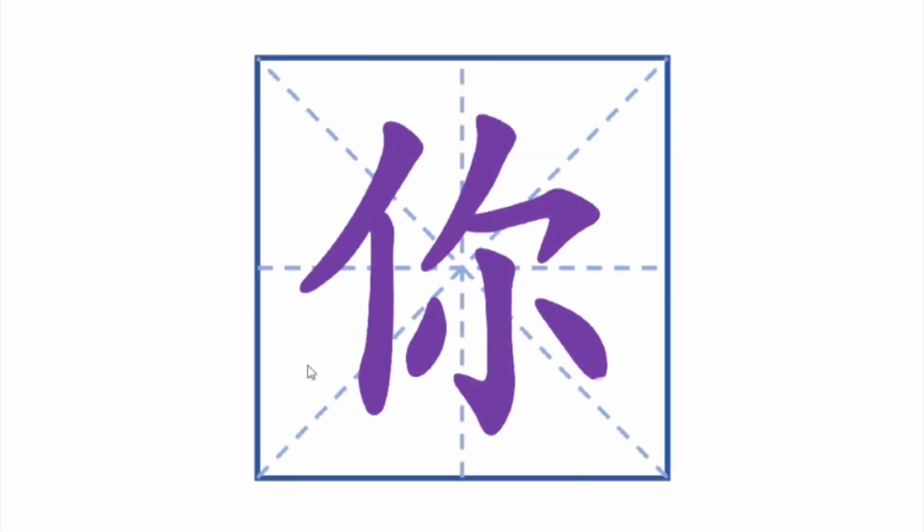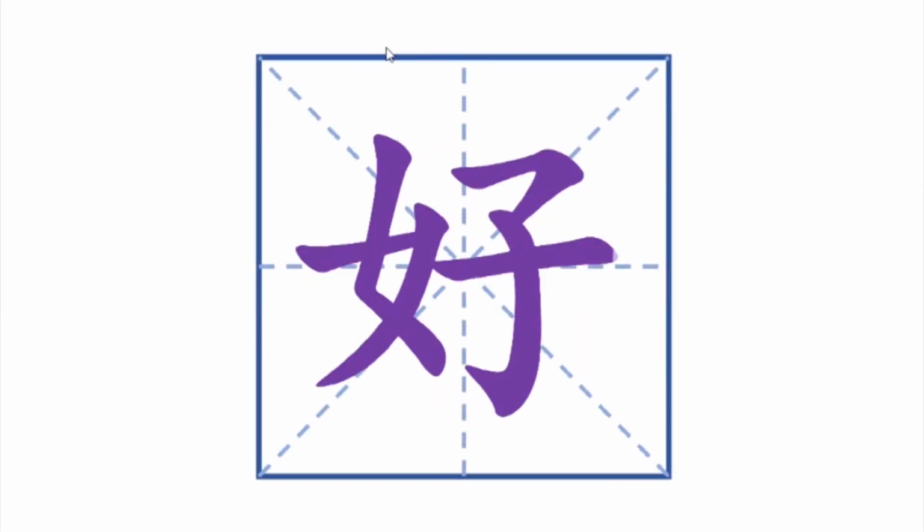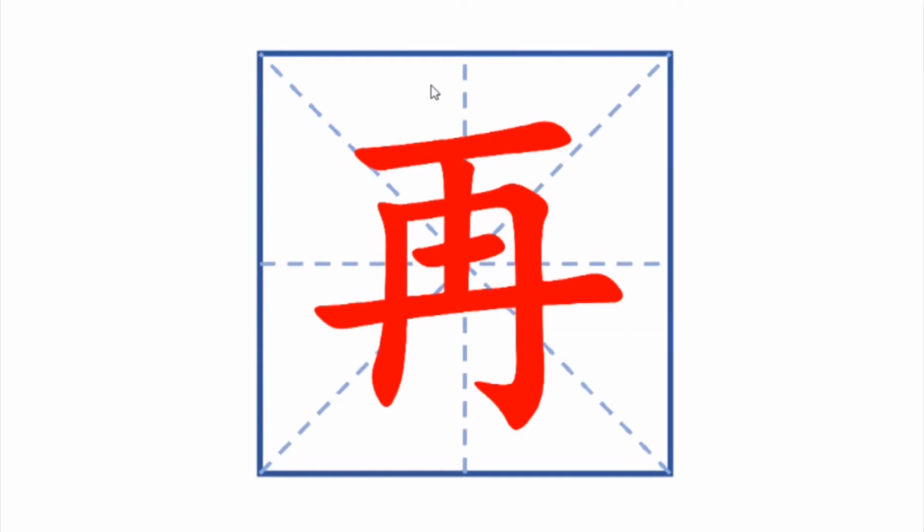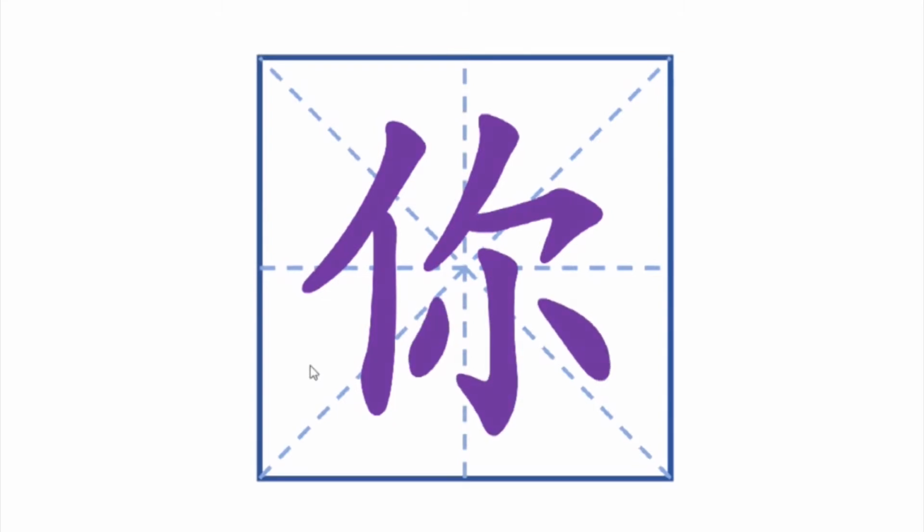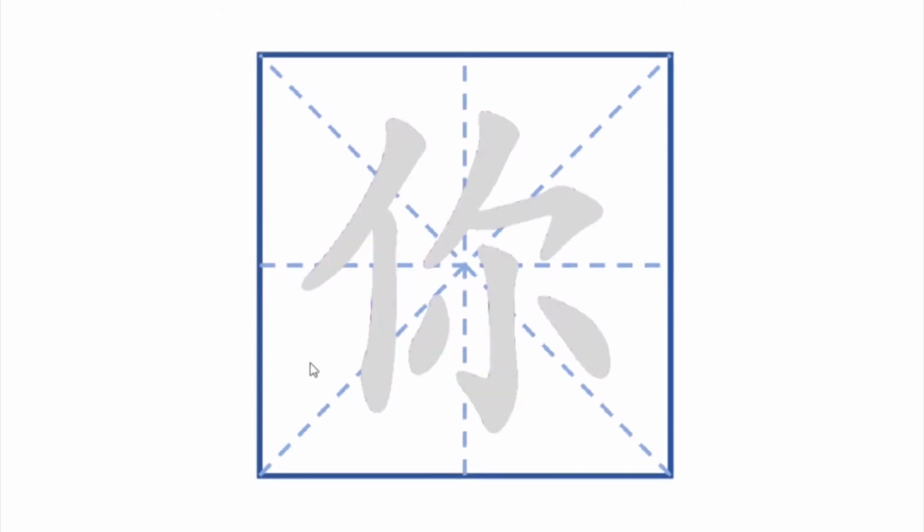你好再见. First, let's look at 你, meaning you. When writing Chinese characters, remember that the order should go top to bottom, left to right. Let's see how 你 is written. Notice the radical on the left side. As you will learn, this is a radical indicating a person.